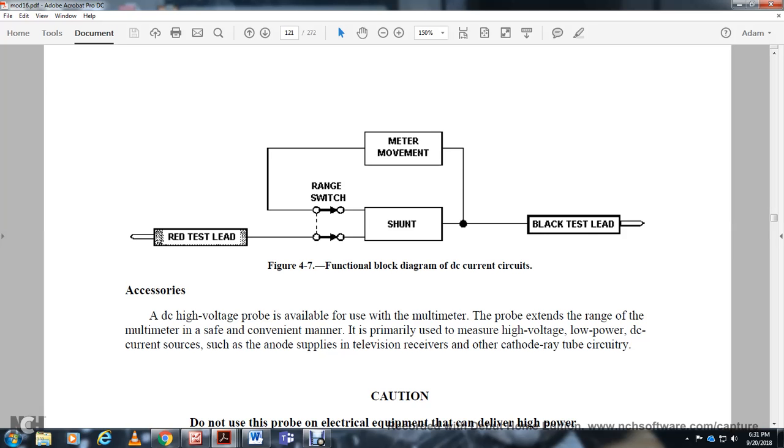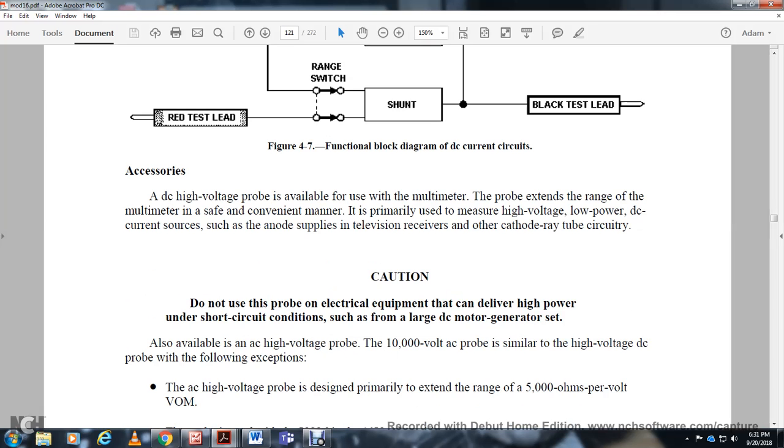An AC/DC high voltage probe is available to use with the multimeter, extending the range of the multimeter. Use it to measure high voltage, low power DC, such as the anode supply of a television receiver and other cathode ray tube circuits. Caution: do not use the probe with electrical equipment that can deliver high power under short circuit conditions, such as a large DC motor generator set. A 10,000 volt AC probe is also available, as is a semi high voltage DC probe, with the following exceptions.